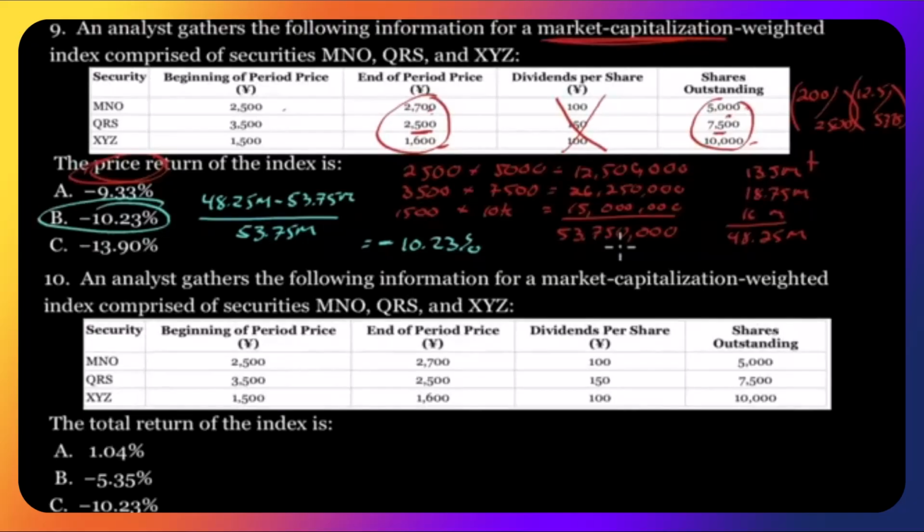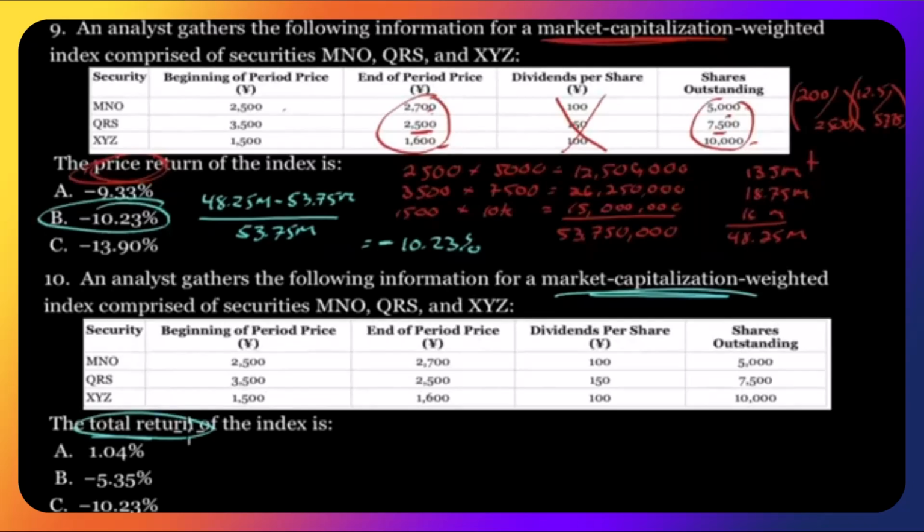Let's see, where are my notes for 10? An analyst gathers the following information for a market cap weighted index comprised of securities. Well, it's the same securities that we have. Notice that these two are the same. What is the total return of the index now? So we want the total return of the index.